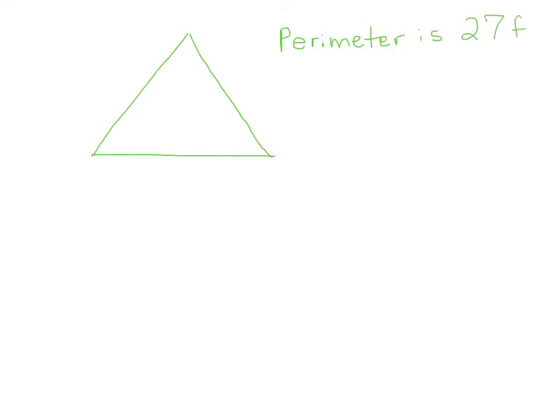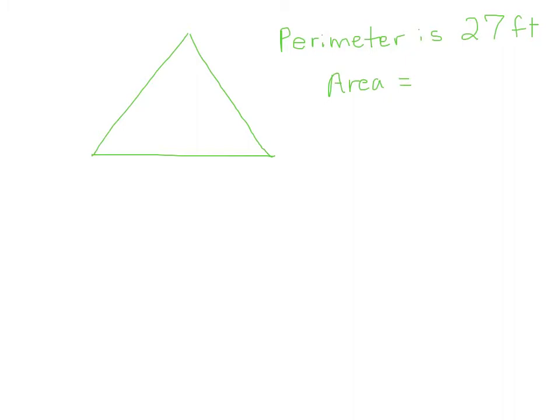On the second example, I'm going to get the area of an equilateral triangle where they're giving me the perimeter. So they're going to say, well, if the perimeter is 27 feet, what is the area of the triangle?